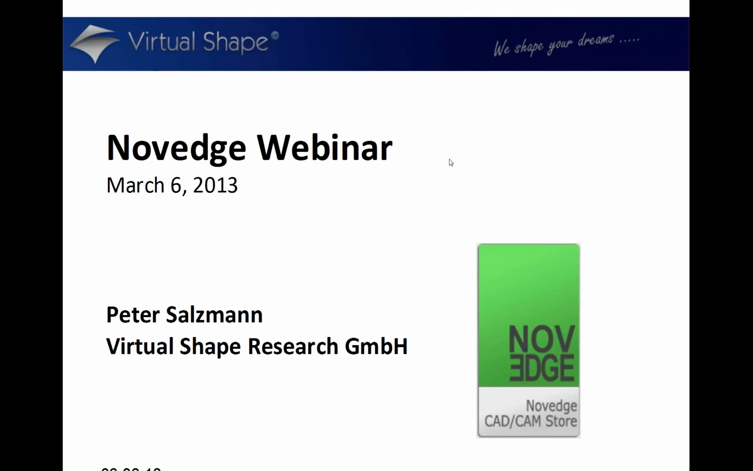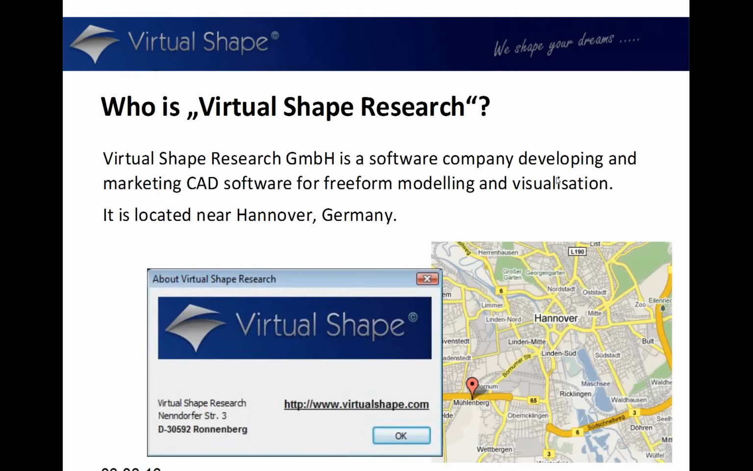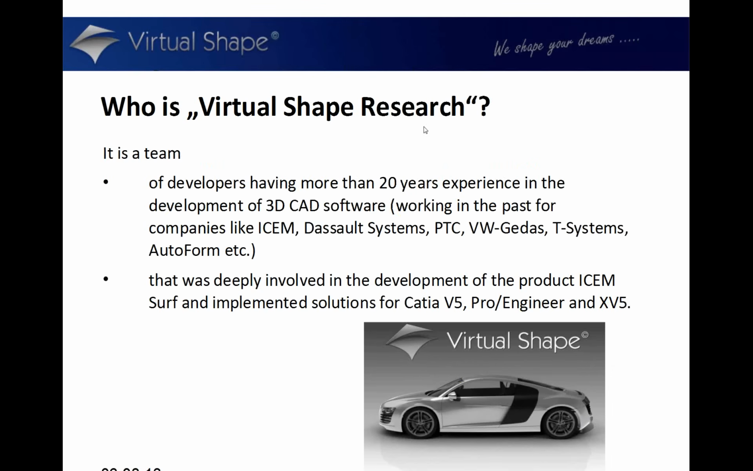Hello, everybody. I don't want to bore you too much with our marketing slides, but just a few words so that you know where we are and where we are coming from. Virtual Shape Research is a software company developing and marketing CAD software, especially for freeform modeling and visualization, and we are located close to Hanover, Germany. We are a team of developers. Right now we are 10 people, but we have more than 20 years of experience in the development of CAD software, and we work for companies like ICEM, Dassault, PTC, and others.